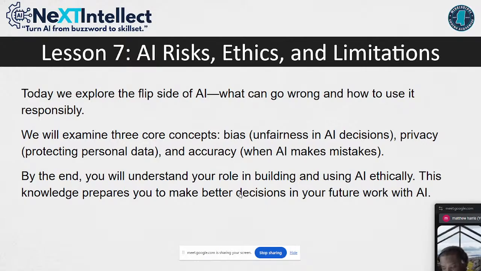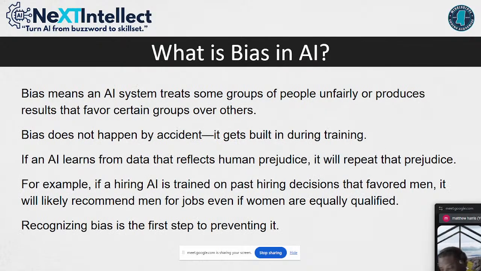So today we explore the flip side of AI, what can go wrong, and how to use it responsibly. We're looking at three concepts: bias, privacy, and accuracy. Bias, which we've mentioned, means an AI system treats some group of people unfairly or produces results that favor certain groups over others. Groups could be a culture group. It could be race, sex, or age groups. It could be any type of different group you could think of.